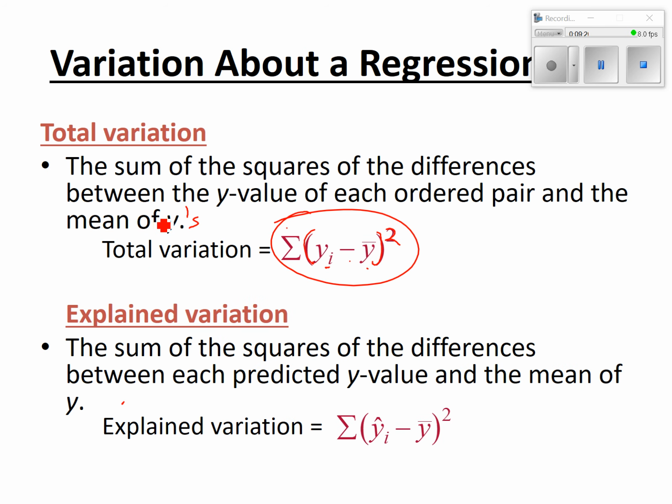The explained variation is the sum of the squares of the differences between each predicted y value and the mean of all the y's. So remember, y hat is our predicted value using our regression line equation. We subtract the mean of the y's. Do that for every point, square each one of them, add them all up, and that's our explained variation.